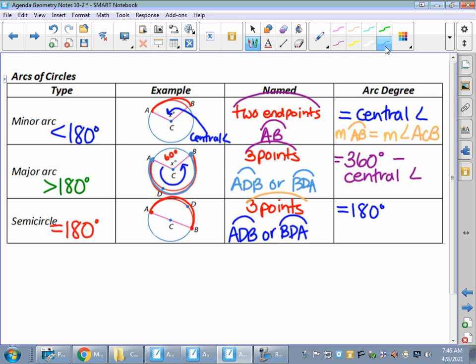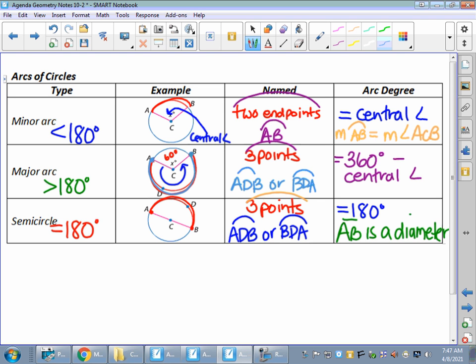I also want to add one little thing. That means if I look at my diagram that segment AB is a diameter. A diameter cuts a circle in half. It goes right through the center. It's the longest possible segment through the center. So AB is a diameter.